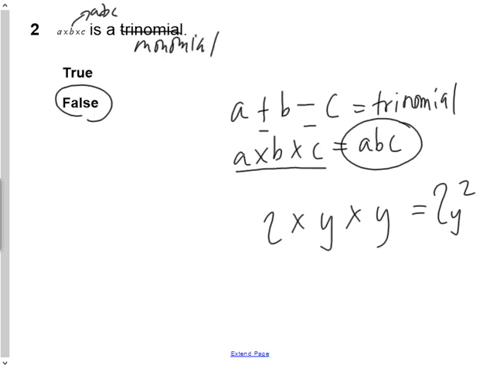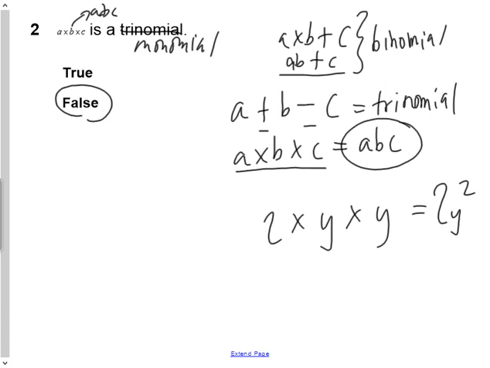Okay, but if it was, for example, A times B plus C, here would be an example of a binomial because A times B is really AB, and plus C, that would simplify down to a binomial, AB plus C.